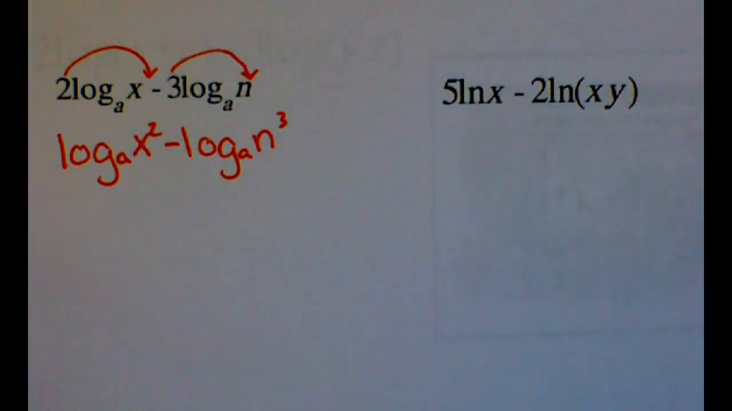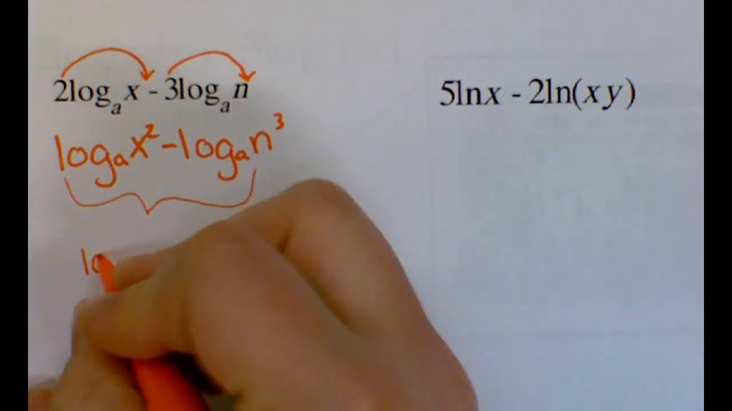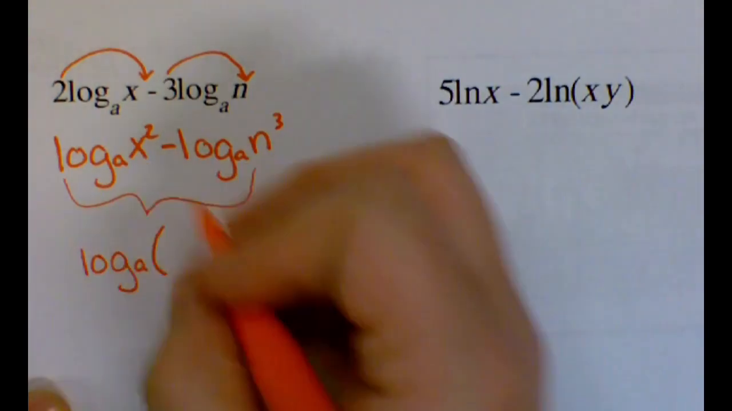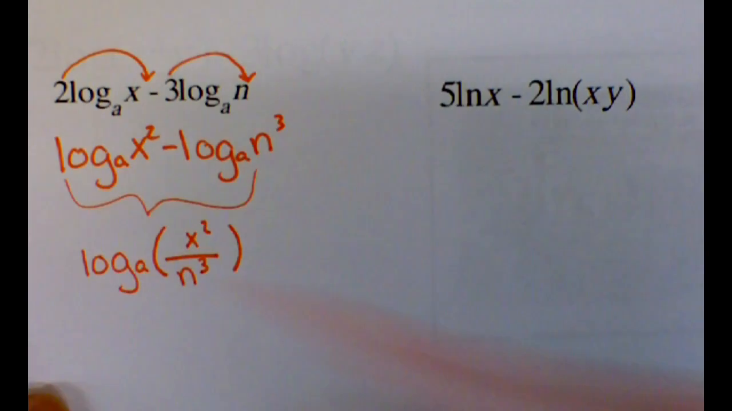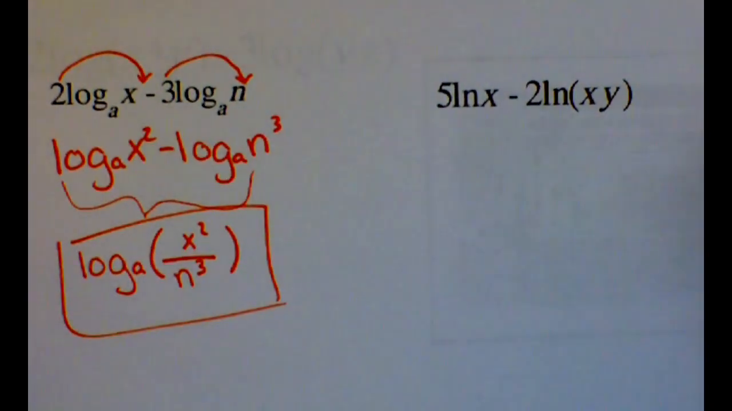Since they have the same base, we can combine them into division. Notice I have 1 times log base a. We take the first thing, x squared, divided by the second, n cubed. And there's our answer.